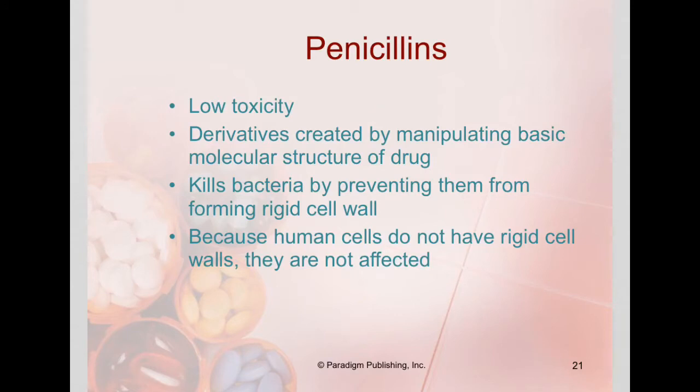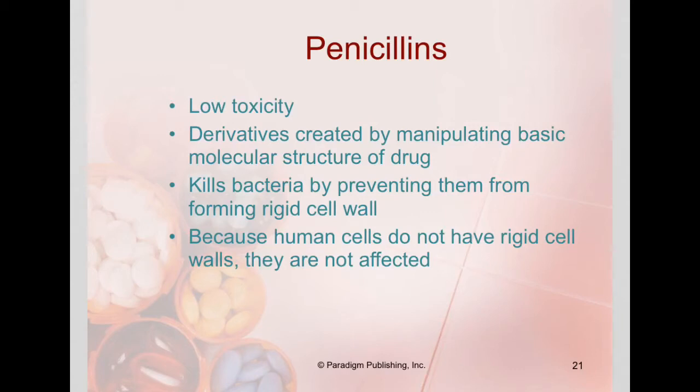Okay, next is penicillins. They have a low toxicity. There have been derivatives created by manipulating the basic molecular structure of the drug. This is penicillin G, penicillin V, sometimes you'll see it as penicillin VK, ampicillin, amoxicillin. There have also been drugs created for bacteria specifically resistant to penicillin. One of those is Unasyn.